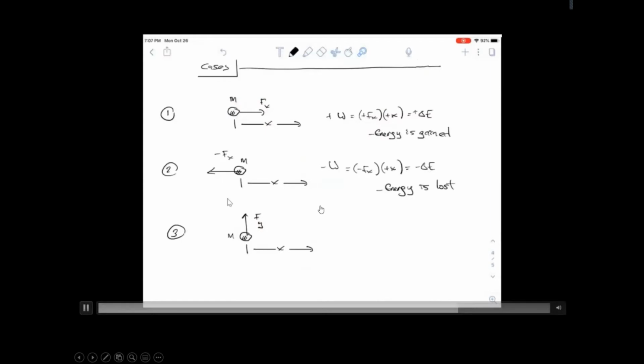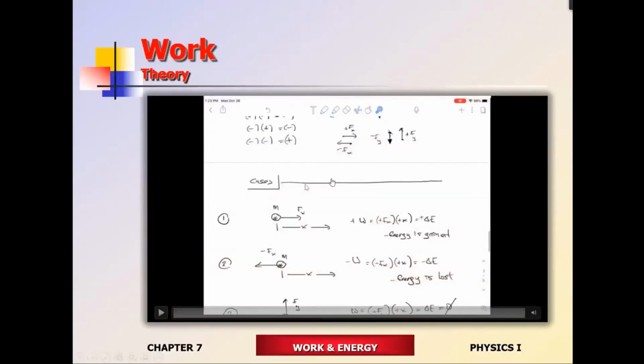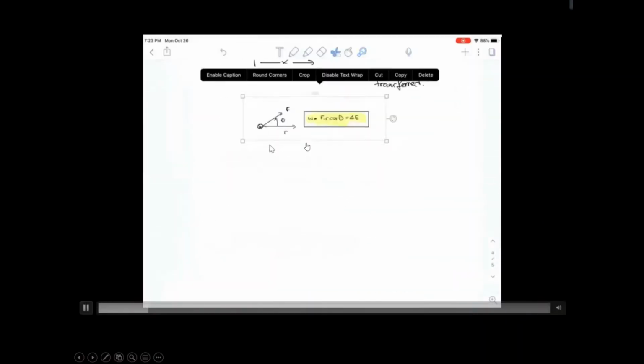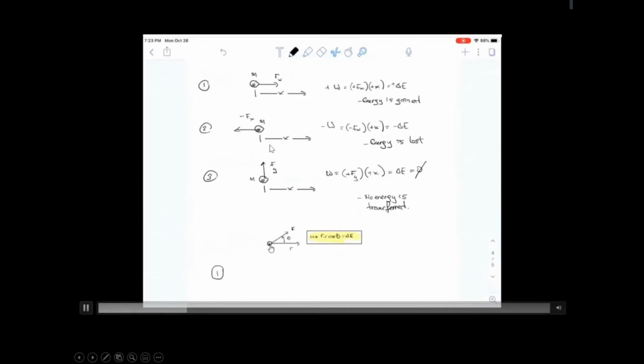So the summary statement is: if the force is along the direction of motion, work is positive, energy is gained. Force opposing motion, work is negative, energy is lost. If the force doesn't have a component along the direction of motion, no work is being done. All right, so this formula is a summary statement for everything that we discussed so far.